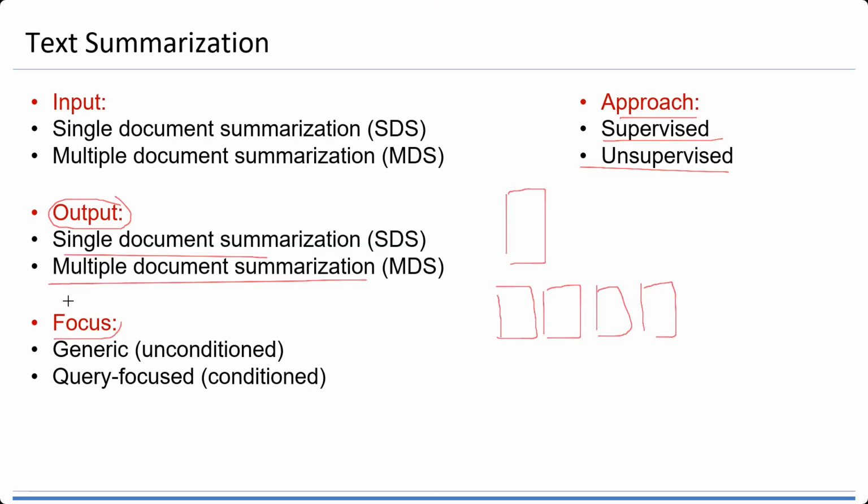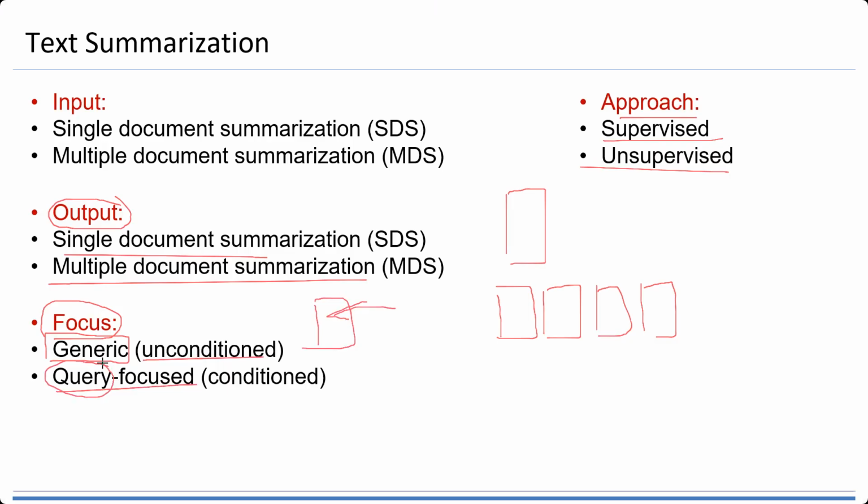And for the focus of text summarization, you can check whether the focus is generic. Generic means whenever you have a document, you just extract from this document regardless of the context. There is no condition, it is unconditioned. The other kind of focus is query focus, query.